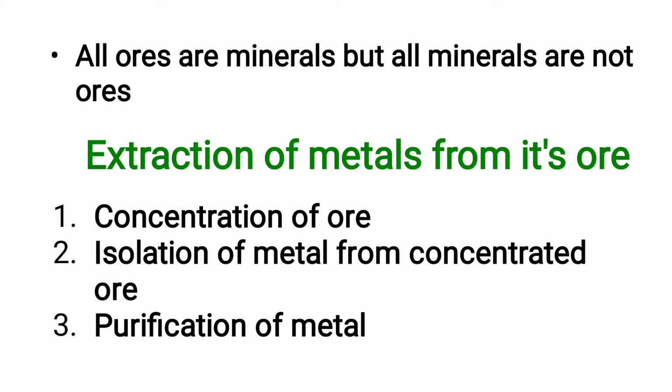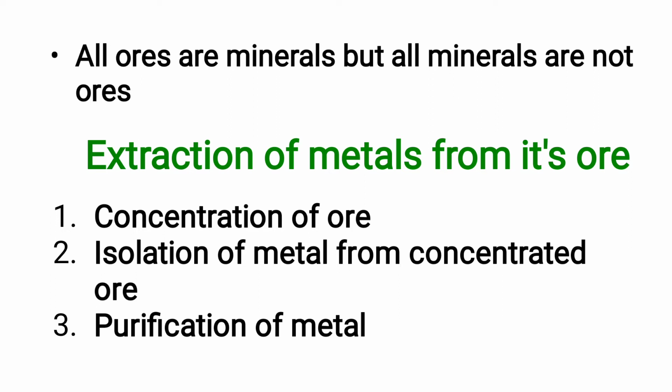In the previous video, we discussed what a mineral is and what an ore is. Minerals are the elements or compounds that naturally occur in the earth's crust, while ores are the minerals from which the metal can be extracted. So we can say that all ores are minerals, but not all minerals are ores. That means it is not possible to extract a particular metal from all minerals. The metal can be extracted only from a particular mineral, which is the ore of that metal.